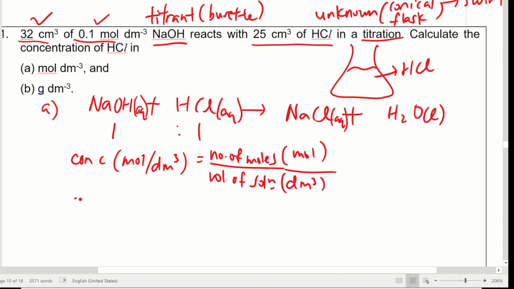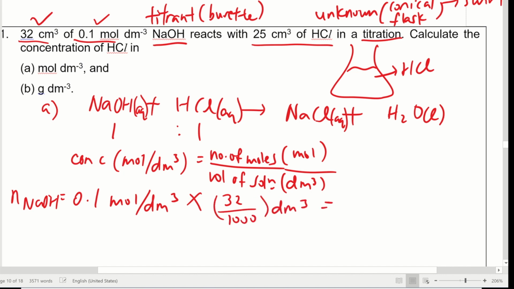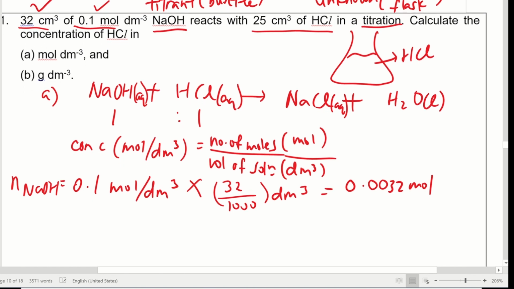So I have my concentration, which is 0.1 mole per dm³. I want to find the number of moles of my NaOH. So concentration multiplied by the volume of solution, I need to convert it into dm³. So from here, the number of moles is 0.0032 moles.